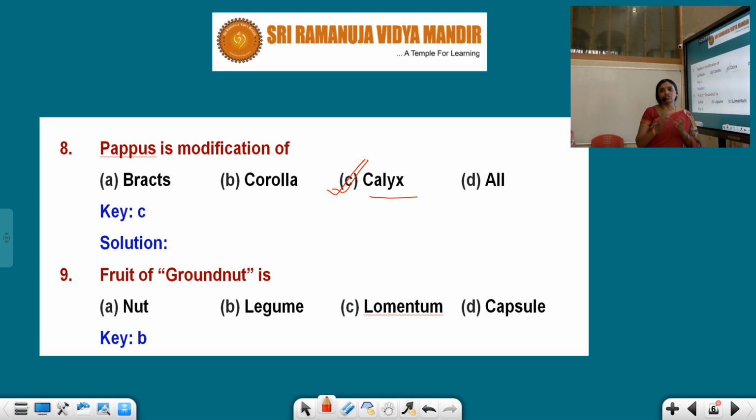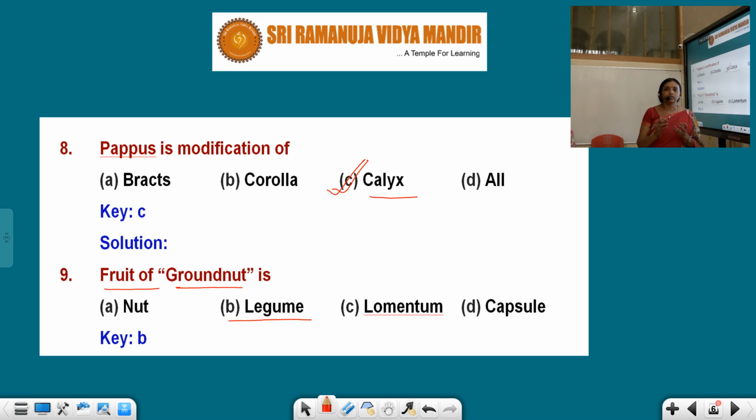Fruit of groundnut. Groundnut fruit is which type of fruit? It is legume, because the fruit is underground and the fruit is legume type. That means dry dehiscent. Dry fruits have three types, we discussed about it. Dry dehiscent means after maturity the fruit breaks and then seeds come out. Dry indehiscent, what happens? The fruit never breaks, even after maturity. Only after the complete disintegration do the seeds come out.